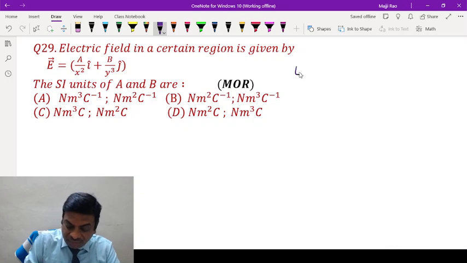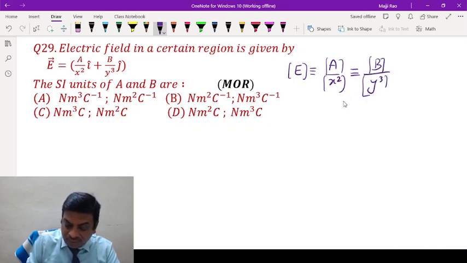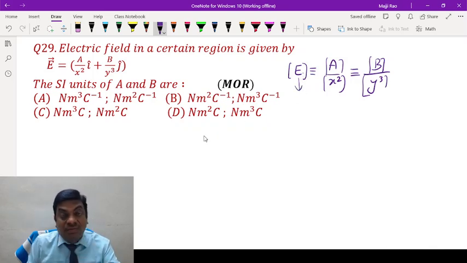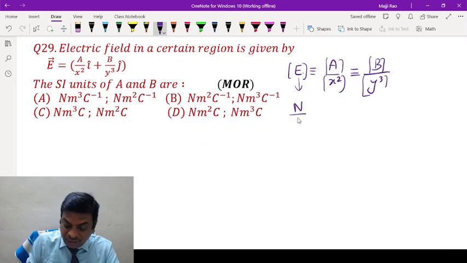In other words, the electric field intensity dimensions should match with the dimensions of A upon x square, which in turn should match with the dimensions of B and y cube. Okay, so you know for electric field, as per definition, electric field is the force experienced per unit charge.